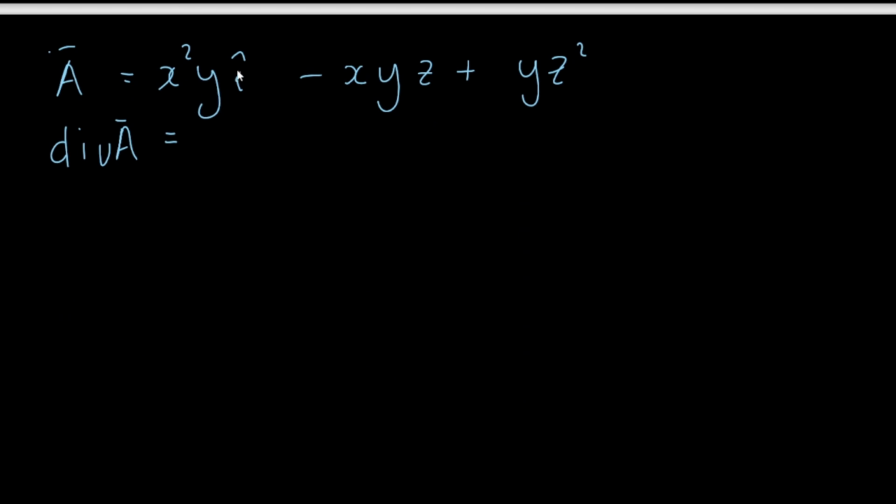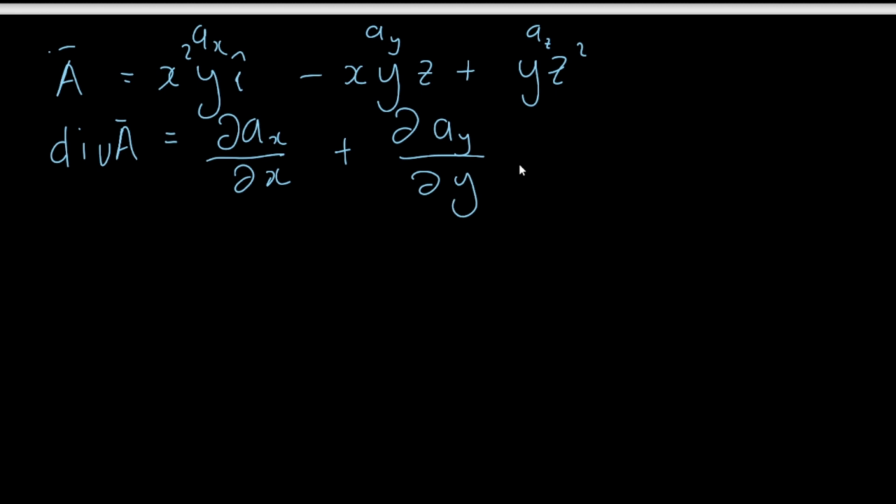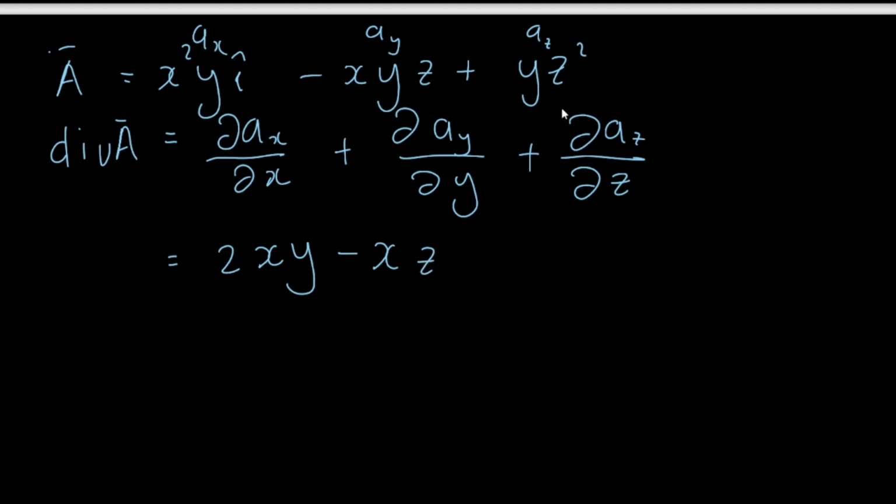So we find the components Ax, Ay, Az. We have ∂Ax/∂x plus ∂Ay/∂y plus ∂Az/∂z. This is simply equal to 2xy because of the x squared y, then minus the derivative with respect to y, so we just get xz, and the derivative with respect to z gives 2yz. So this is your final answer.